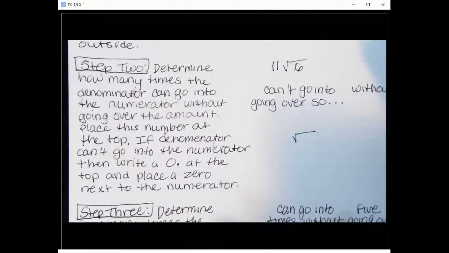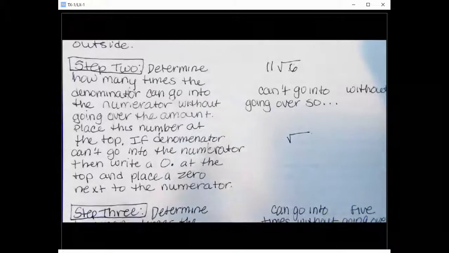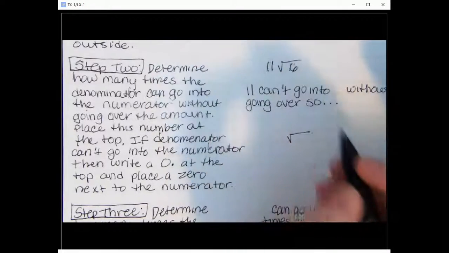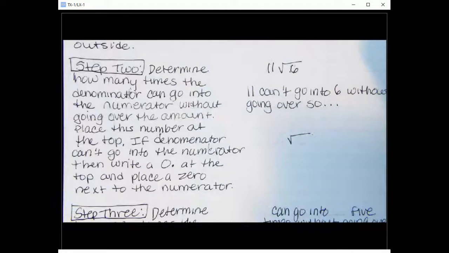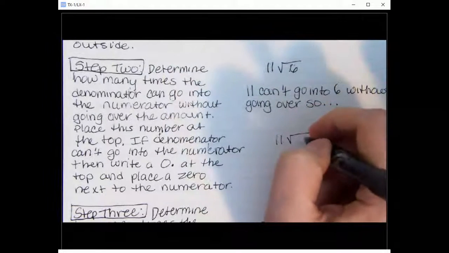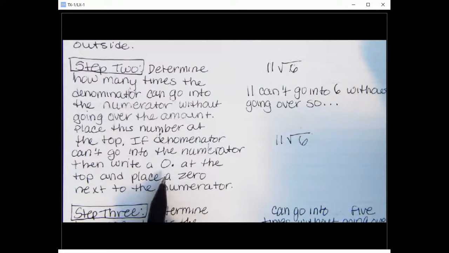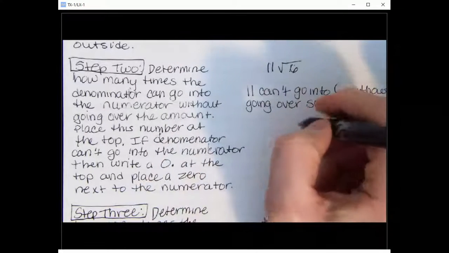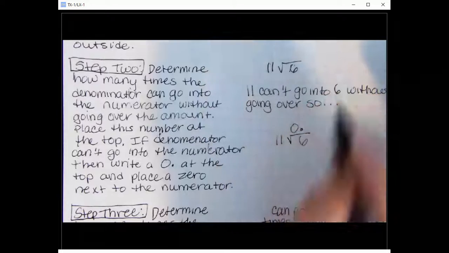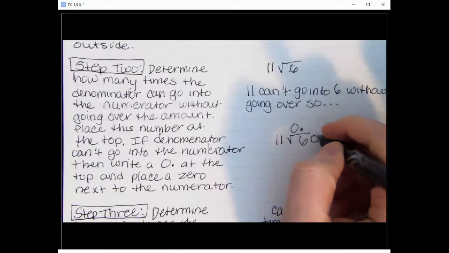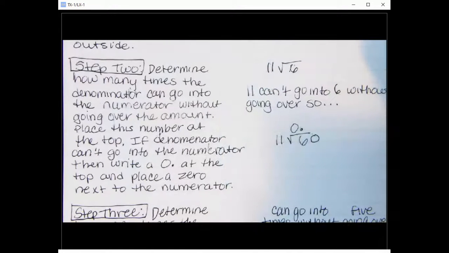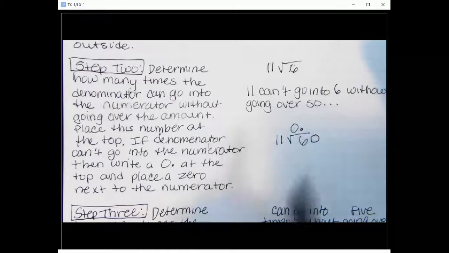So if I look at my example, 11 can't go into 6 without going over. That means we're going to have to do some work here. What I need to do now is put that 0 and the decimal right at the top, because that's telling me that now it's a decimal, and I have added that 0 at the end. Pretty much the first time that you ever add a 0 onto your numerator, you're going to have to put that decimal up there.